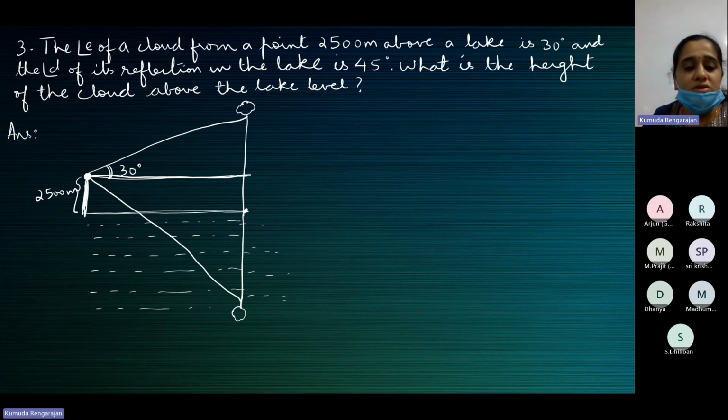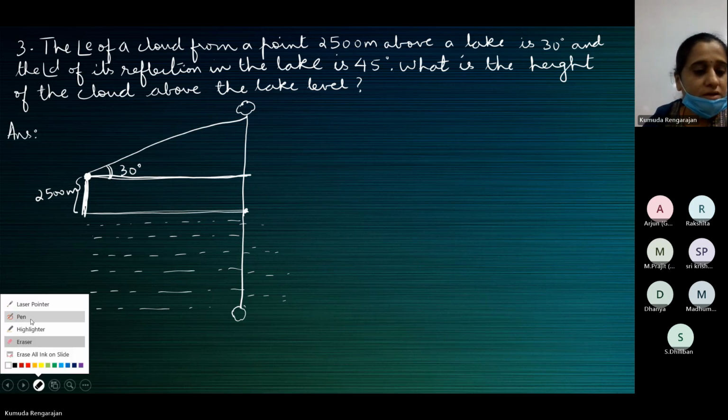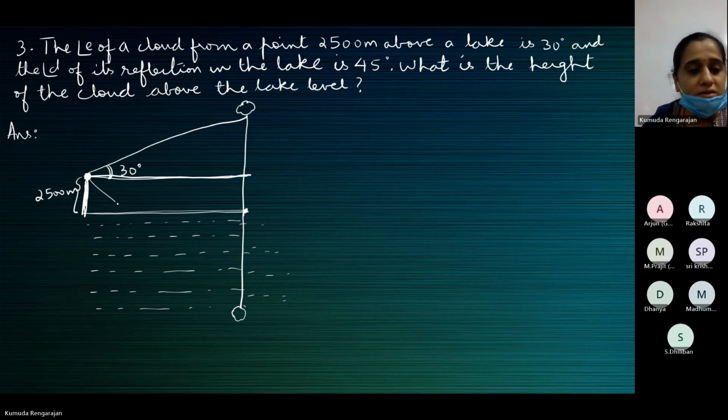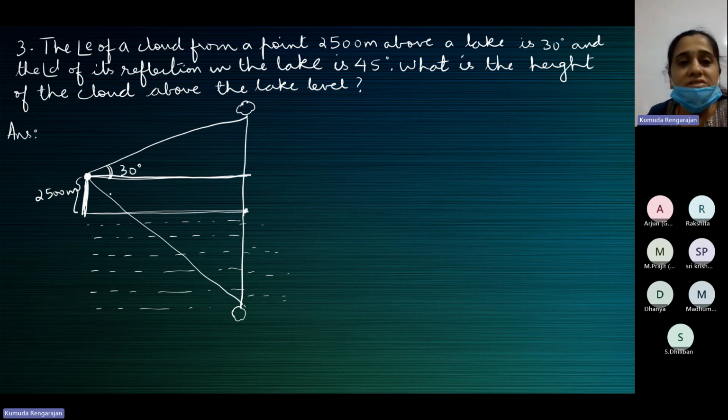All right. So this is the line of sight. And the angle of depression is 45 degrees. Where will you mark it? Between the horizontal and the line of sight. So this is the horizontal, this is the line of sight. The angle of depression is 45 degrees. Correct? Have I answered your question, Rajan?